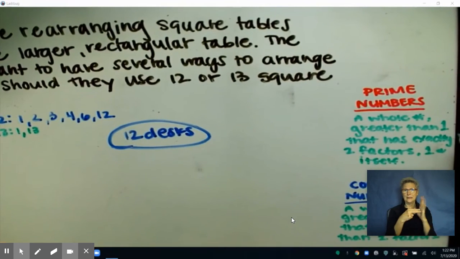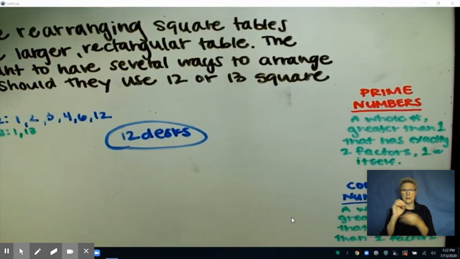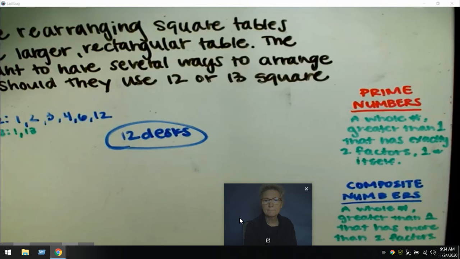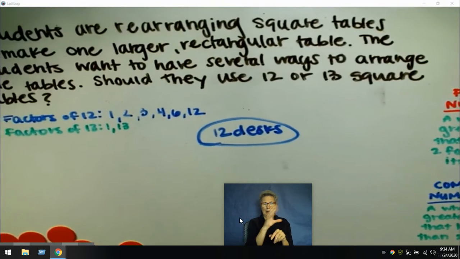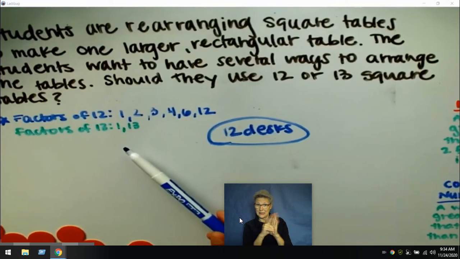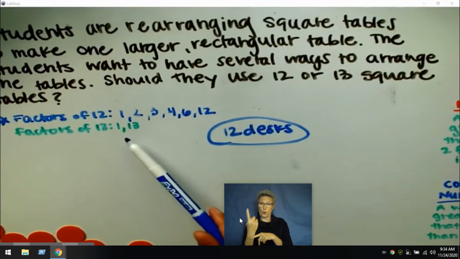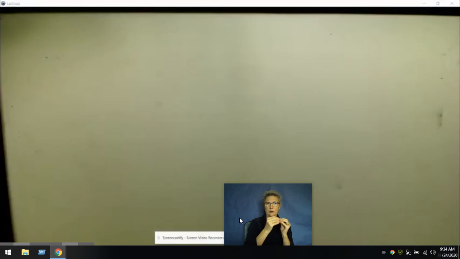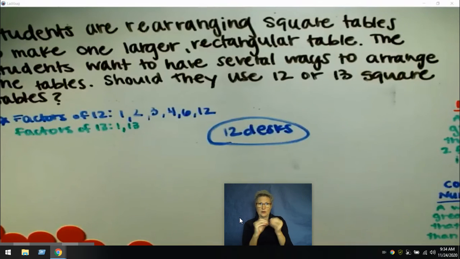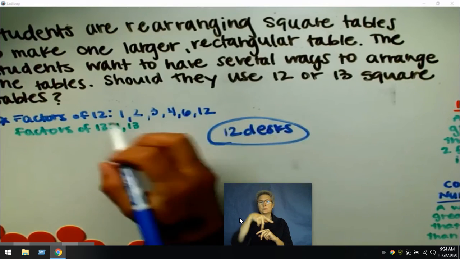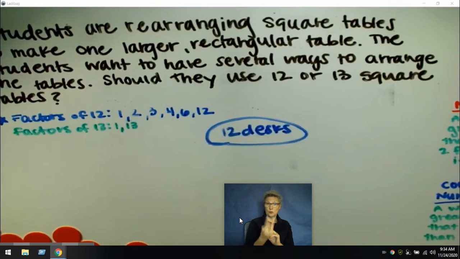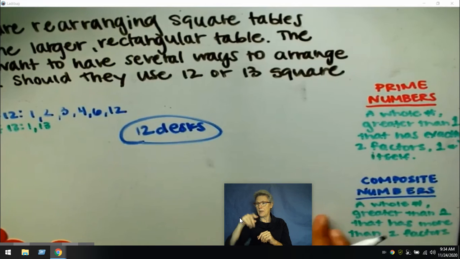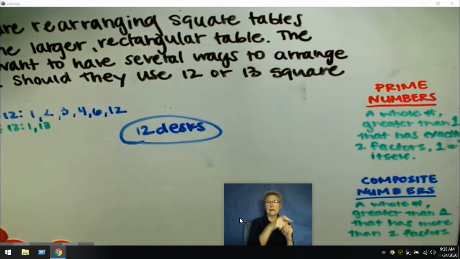That makes this a prime number. A prime number is a whole number greater than 1 that has exactly 2 factors, which are 1 and itself. And we know that's the identity property of multiplication, right? 1 times a number will be that number. So if the only 2 factors of a number are 1 and itself, and your number is greater than 1, then your number is a prime number. So we're finding that the number 12 is a composite number, and the number 13 is a prime number.